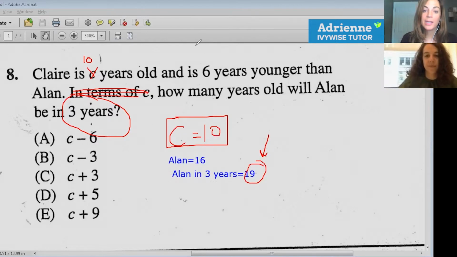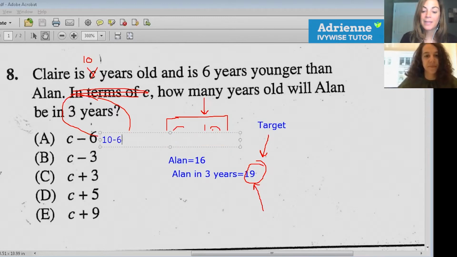And so right here, we are going to label this the target and put a big circle around it like it's our bullseye. It's what we're trying to get back to. All right. So now comes our final step, and that final step is we must check all 5 answer choices to see which one equals 19. Okay, so we're going to plug in our C of 10, and we're going to try to get back to our target of 19. All right, so let's go ahead here.